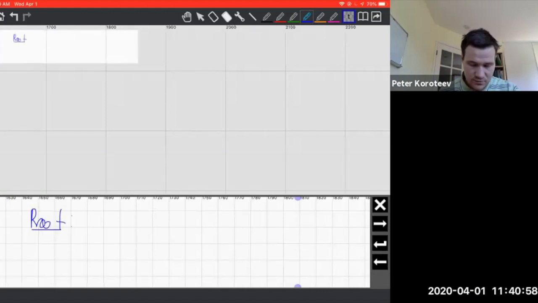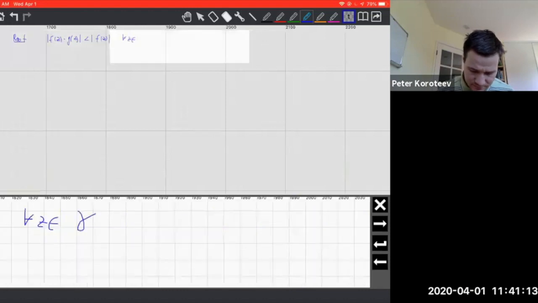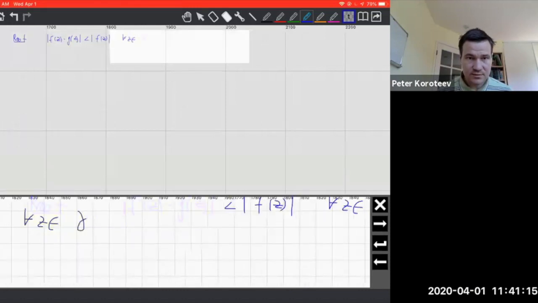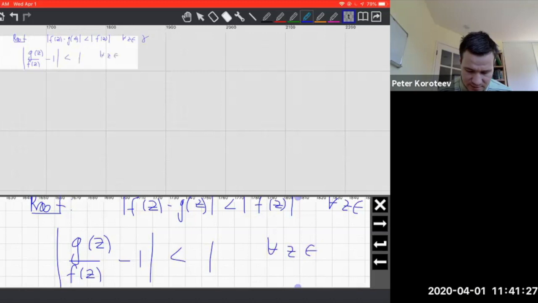Okay, so remember we have this condition that the absolute value of f(z) minus g(z) is less than the absolute value of f(z) for any z on gamma. If this is the case, then we can say that the absolute value of g(z) divided by f(z) minus 1 is less than 1 for any z on gamma.